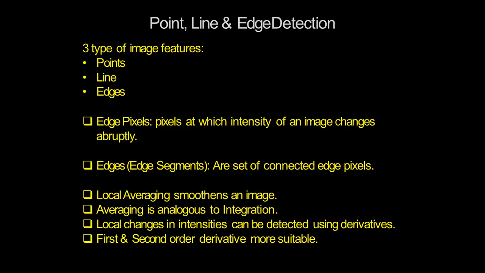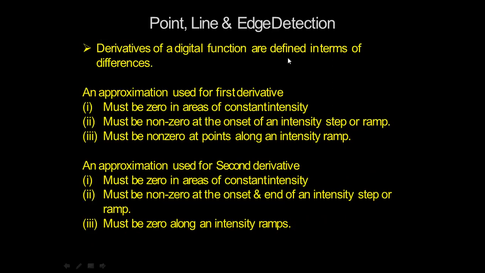Okay, so local averaging will smoothen an image, and averaging is analogous to integration in terms of the pixels. The local changes in intensities can be detected using derivatives. The first and second order derivatives are suitable ones. Now, the derivatives of a digital function are defined in terms of differences.